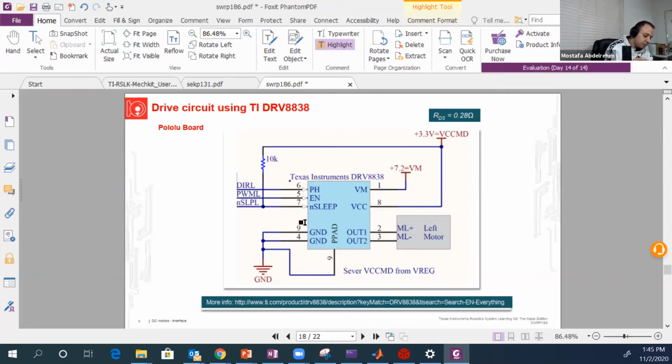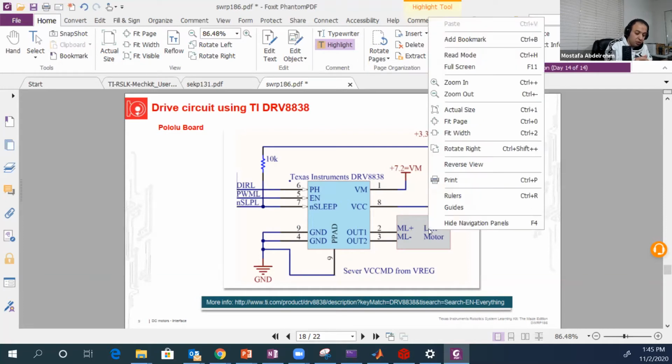Okay, so this is a chip that you have on the board. I don't know why it's not working. That's fine. So this is a chip that you have 2 of them, one to control the left motor and one to control the right motor. So this is for example the one that controls the left motor.